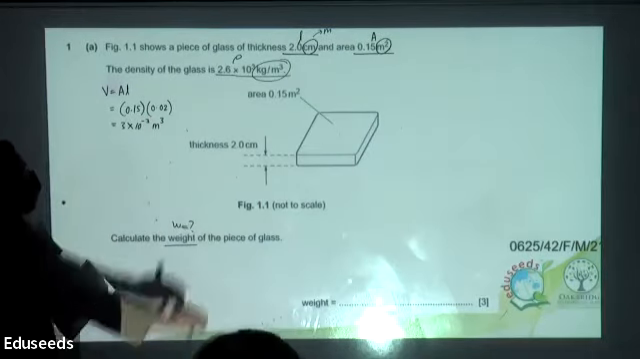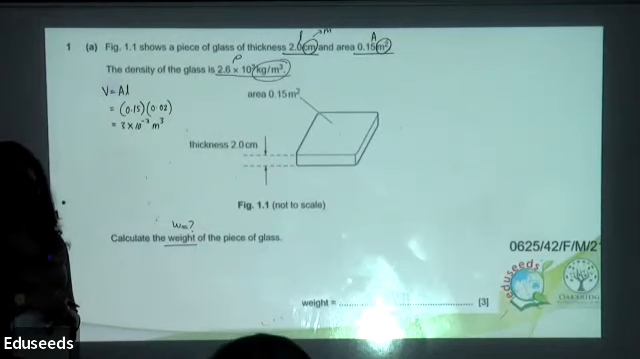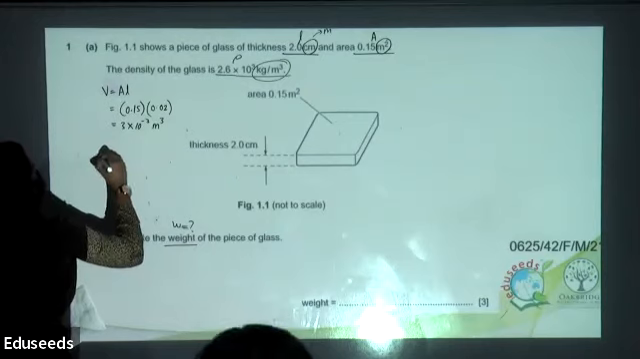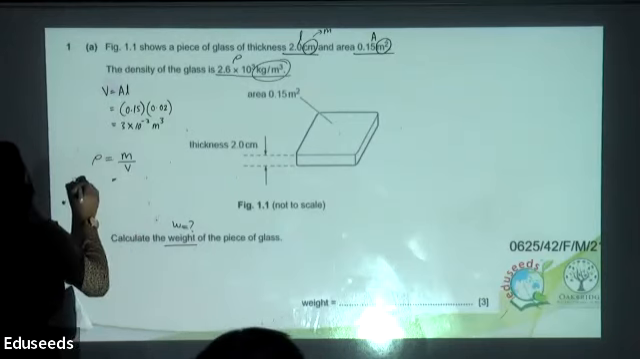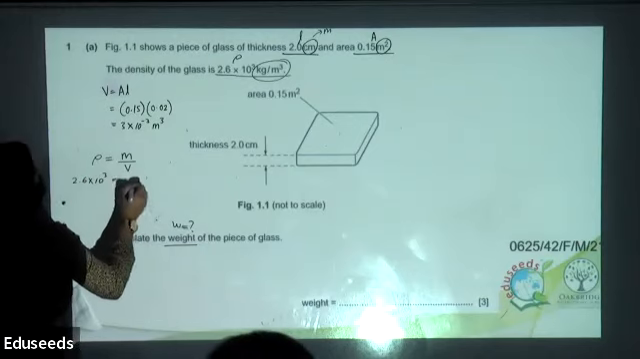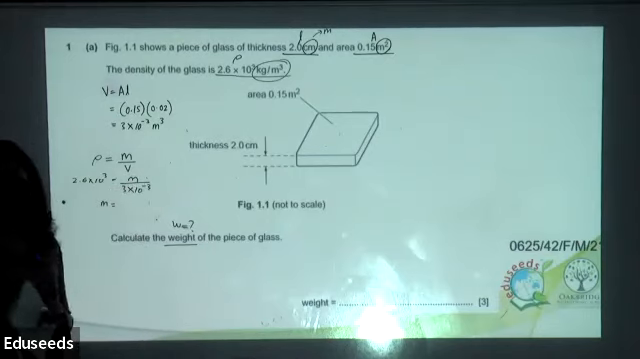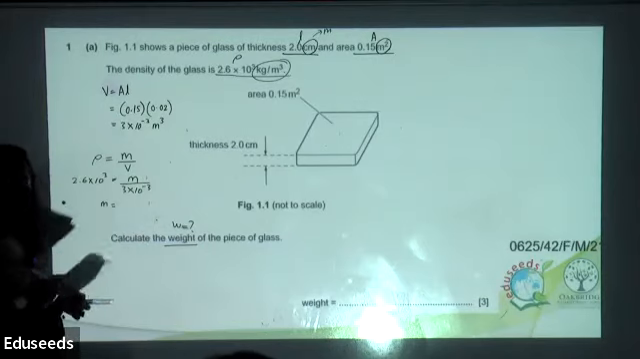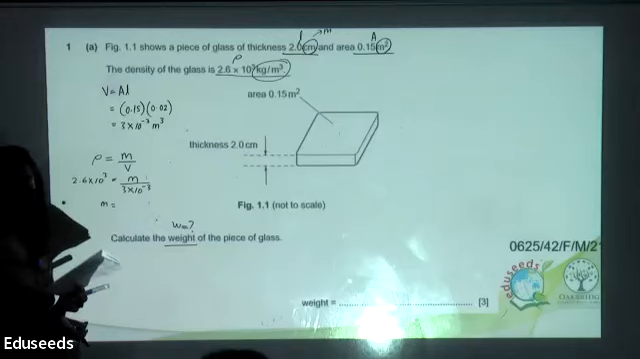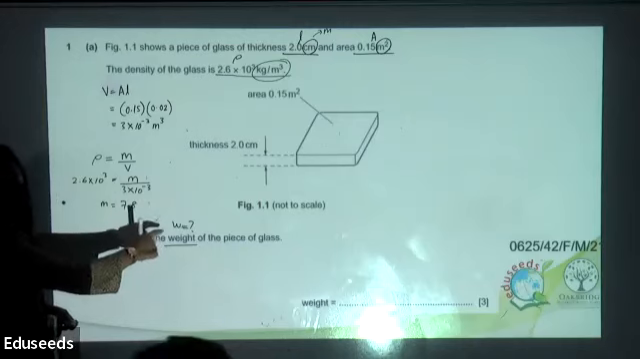Next, you have density and you already have volume. You can find the mass. So what is the formula of density? Mass over volume. Density is given 2.6 times 10 to the power of 3, mass unknown, volume is 3 times 10 to the power of -3. Can you get mass? How much did you get? 7.8.